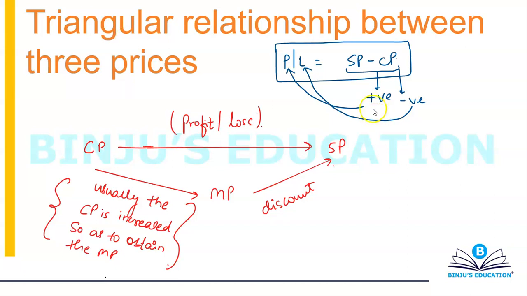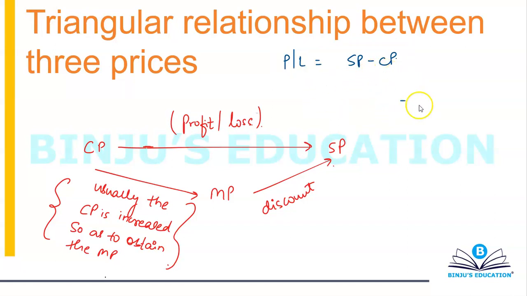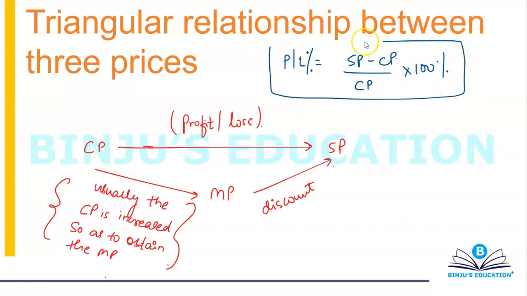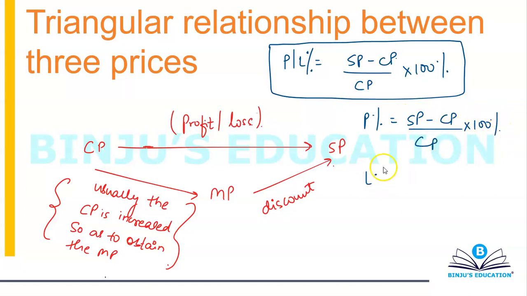If they ask you to calculate the percentage, for example, profit or loss percent, it will be selling price minus cost price divided by cost price into 100%. Now, in many books, you'll observe that whenever you talk about profit percent, they have given the relationship as selling price minus cost price divided by cost price into 100%. And they have given the loss percent as cost price minus selling price divided by cost price into 100%.